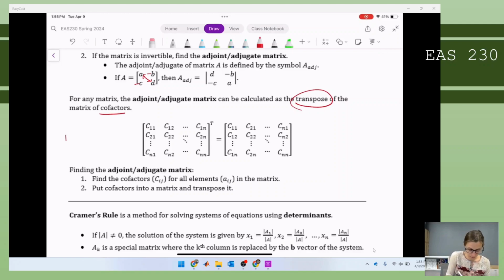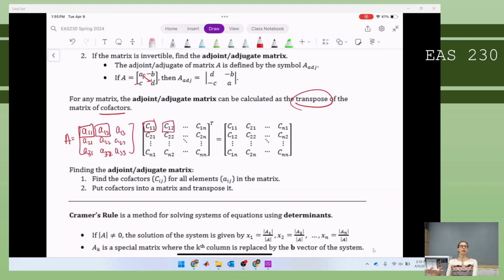So if A looks like this, then I just find my corresponding cofactors. So find the cofactor corresponding to A11. That becomes C11. Find the cofactor for A12. That becomes C12. Find the cofactors for all the elements in my matrix and then transpose it.